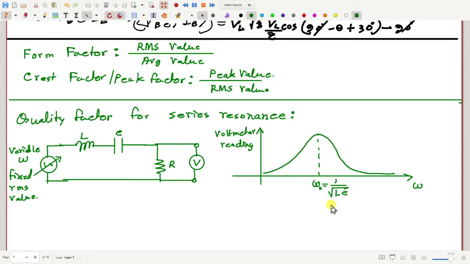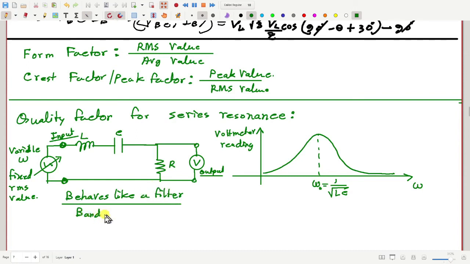And then this circuit behaves like a filter. Why do I say so? Because you can think that you are applying different frequencies at the input, so this is the input and the voltmeter reading is the output. For some frequencies the voltmeter reading will be very small or very close to 0, and for some frequencies you will get some large value of voltmeter reading. So as if some frequencies are allowed to pass from the input side to the output side, and some frequencies are blocked. In that sense this is called a filter. And this is also called a band pass filter.